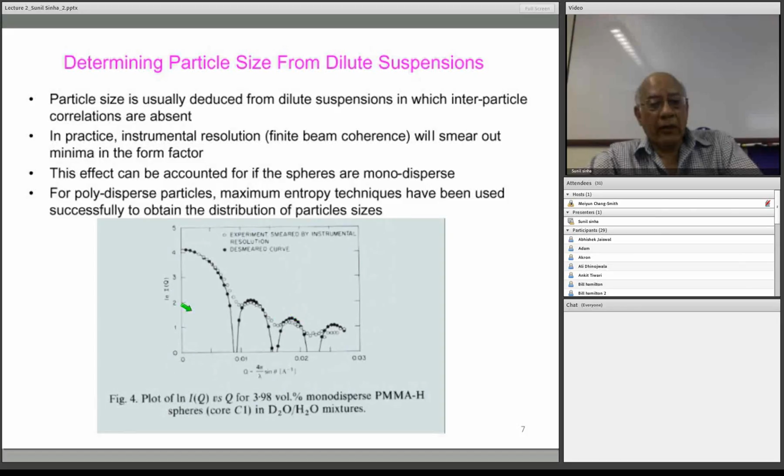But in practice, these oscillations are damped and smeared out because you have polydispersity effects. The radius is not exactly constant. You have to integrate over radii. And of course, there are also instrumental resolution effects. So when you do those integrations in practice to analyze your data, you find that your ideal spherical form factor is slightly smeared out.